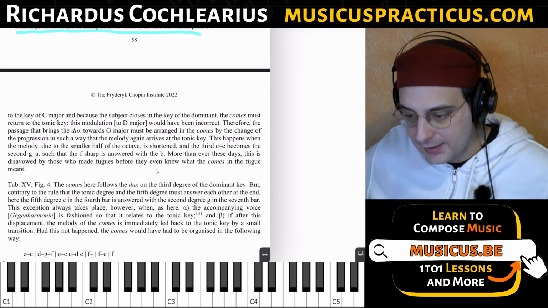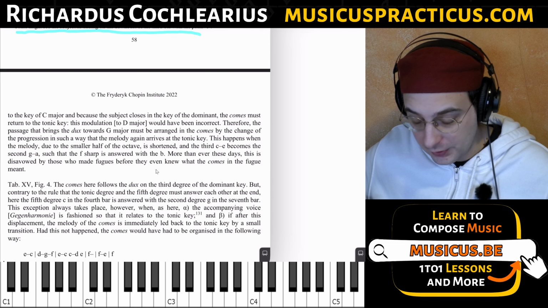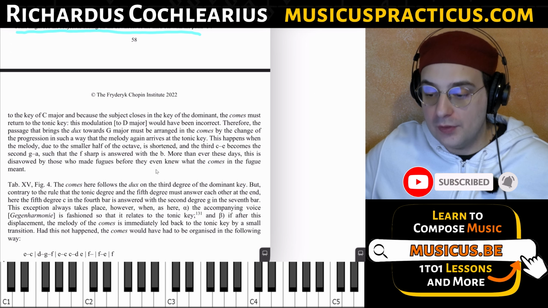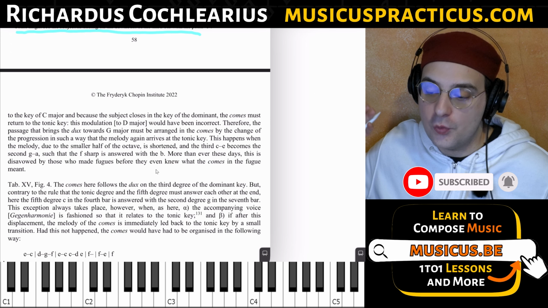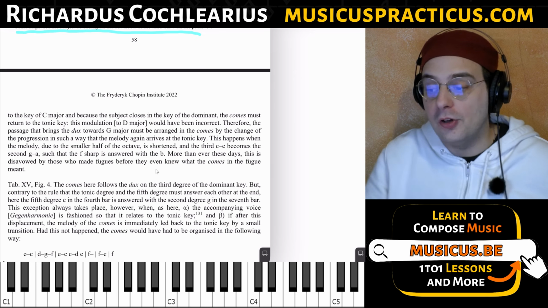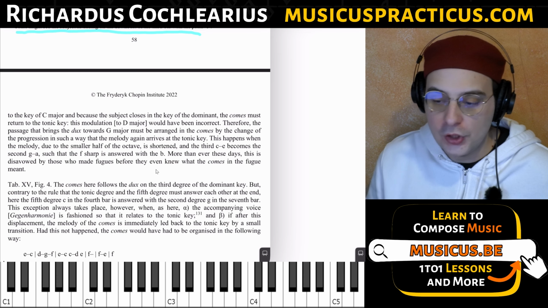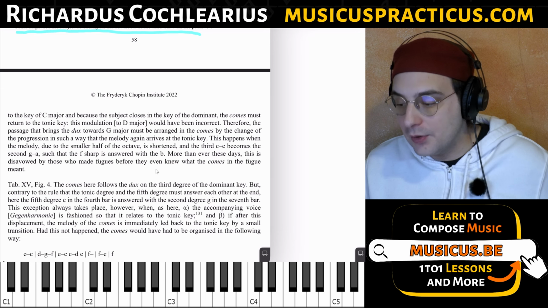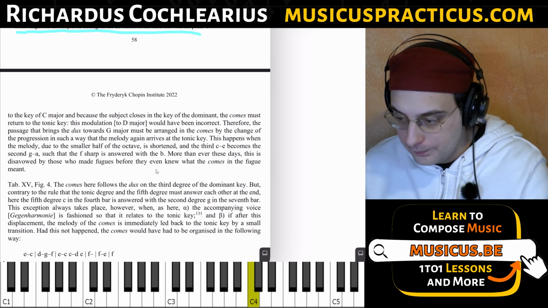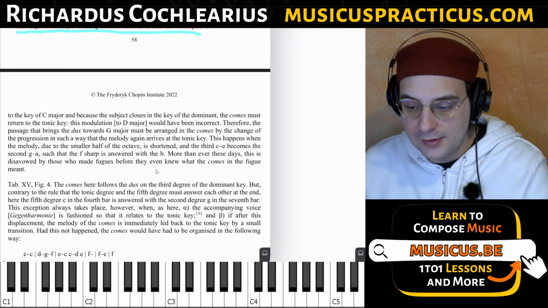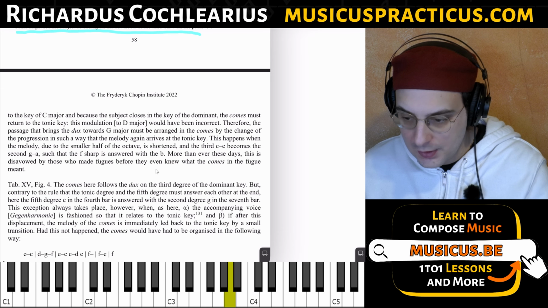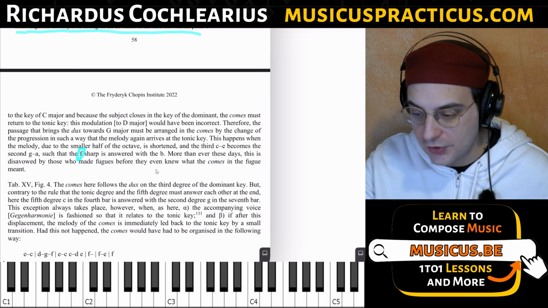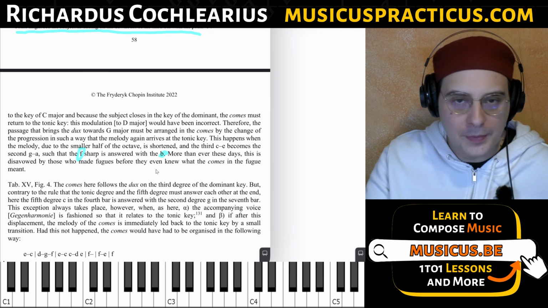Therefore, the passage that brings the dux toward G major must be arranged in the comes by the change of the progression in such a way that the melody again arrives at the tonic key. This happens when the melody, due to the smaller half of the octave, is shortened, and the third C E becomes the second G A. Thus the F sharp, which is mi, is answered with the B, which is mi in solmization.